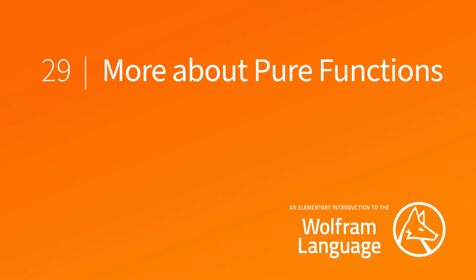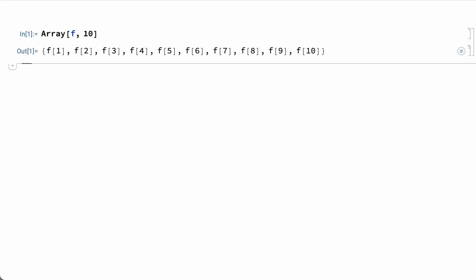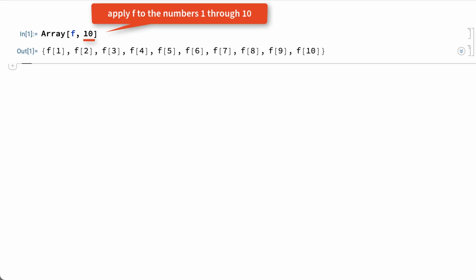This section is a continuation of the discussion of pure functions, and in particular is about making and using pure functions with more than one variable. To describe a situation where that is useful, this input shows an array generated using a function called Array. The first argument in Array is a function that gets applied, in this example, to the numbers 1 through 10.